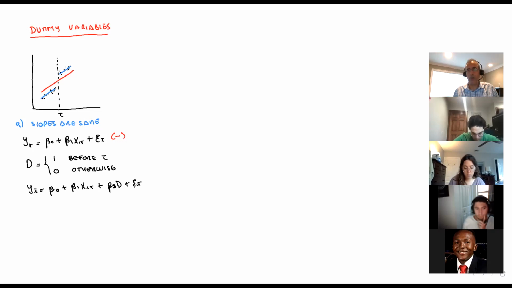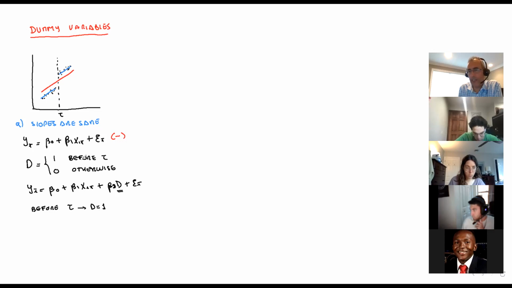Got it? And now take a look at what happens. Take a look at what happens. So this is my new model. Now, guys, here you can see that I have a d that is a binary variable, it can be 1 or 0. Got it? So what happens before tau? Before tau, I know that d equals 1, right?